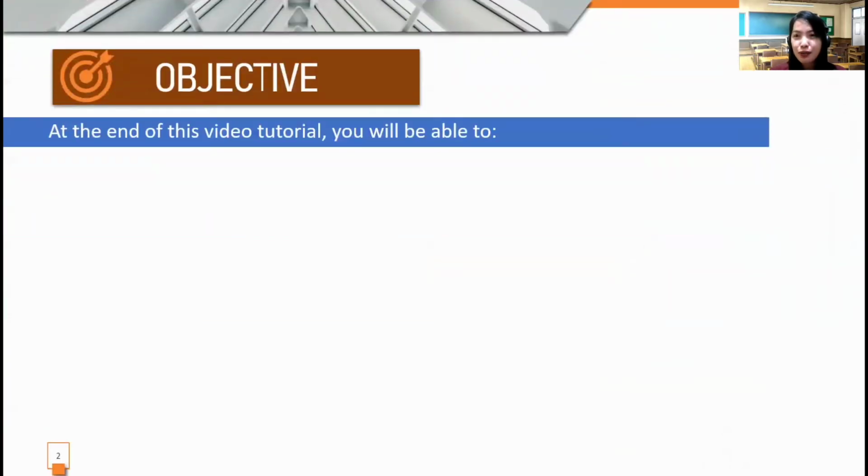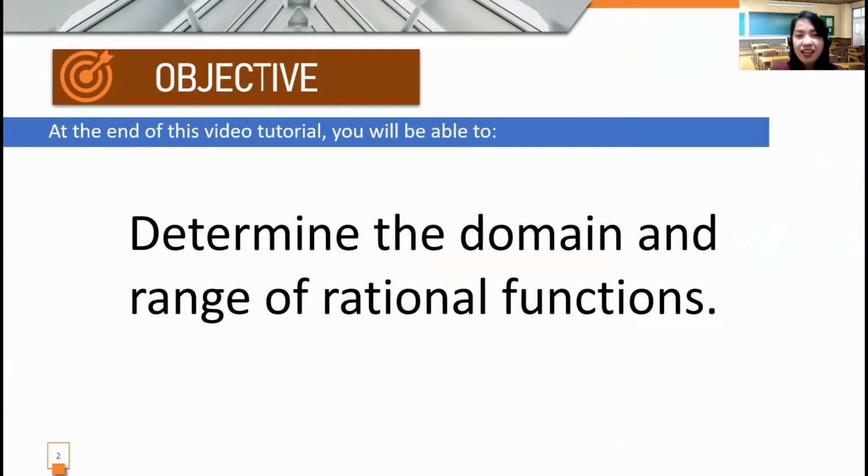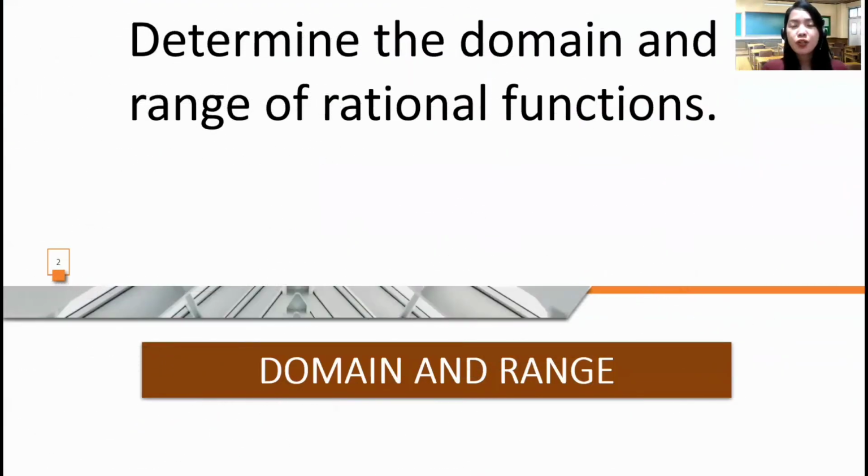In this video, we will be talking about how to determine the domain and range of rational functions. What is the domain and range of a rational function?